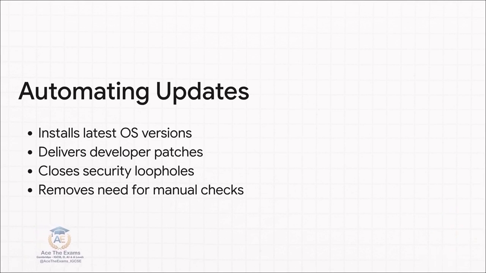Automating updates ensures that developer patches are installed routinely to close up these hidden, dangerous security loopholes, and it removes the need to rely on the user to manually check for them. Basically, it patches the holes before the hackers can even find them.